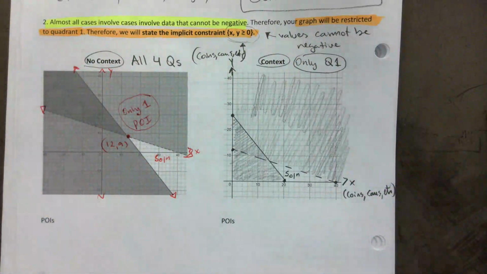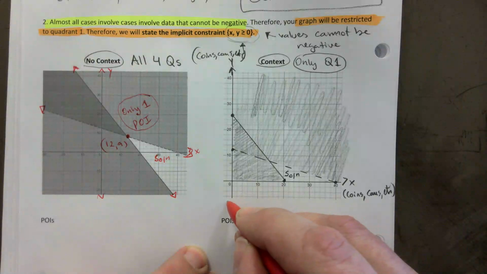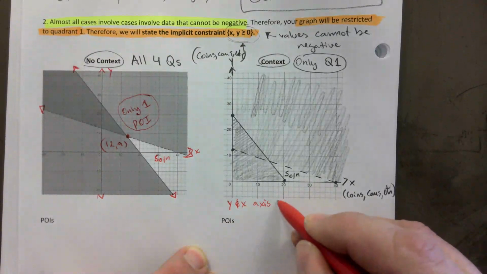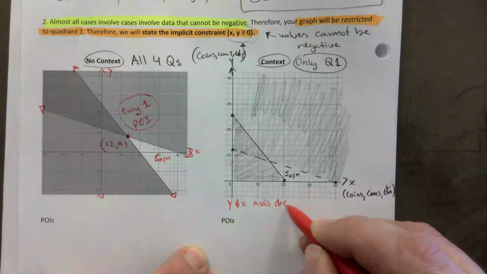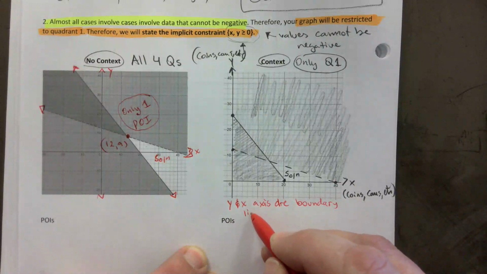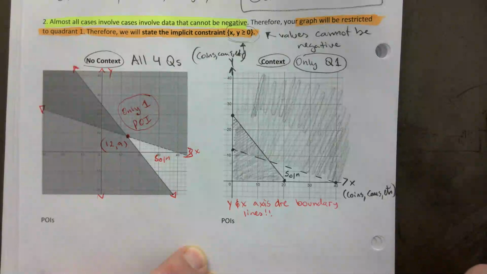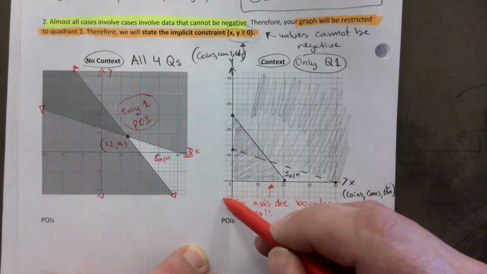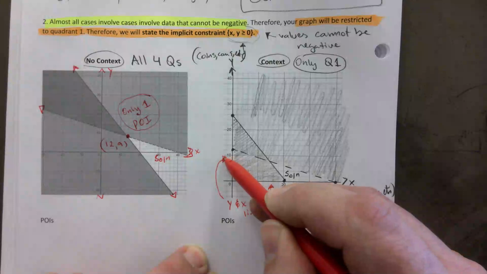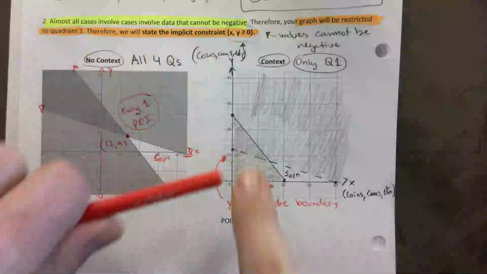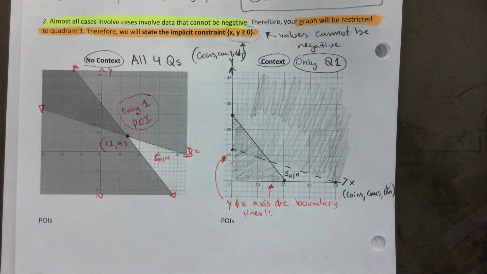If you don't mind, I'm going to use a red pen here, but the Y and the X-axis are boundary lines. Okay, so you make an arrow to the X-axis and an arrow to the Y-axis. So there should be no line going into those. There should also be no shading going into those areas. We're sticking to quadrant 1. That's how things are going to be different.